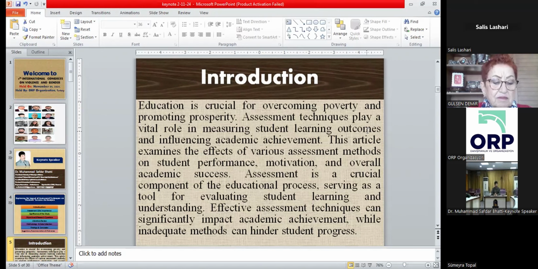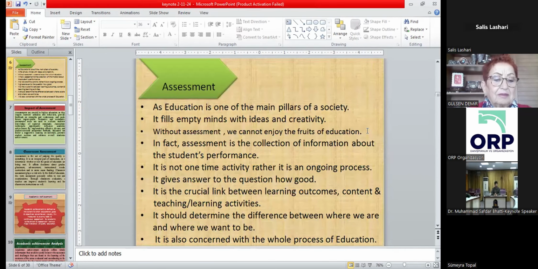Assessment is a crucial component of the educational process, serving as a tool for evaluating student learning and understanding. Effective assessment techniques can significantly impact academic achievement, while inadequate methods can hinder students' progress. Basically, education is one of the main pillars of a society. It fills empty minds with ideas and creativity. Without assessment, we cannot enjoy the fruits of education.